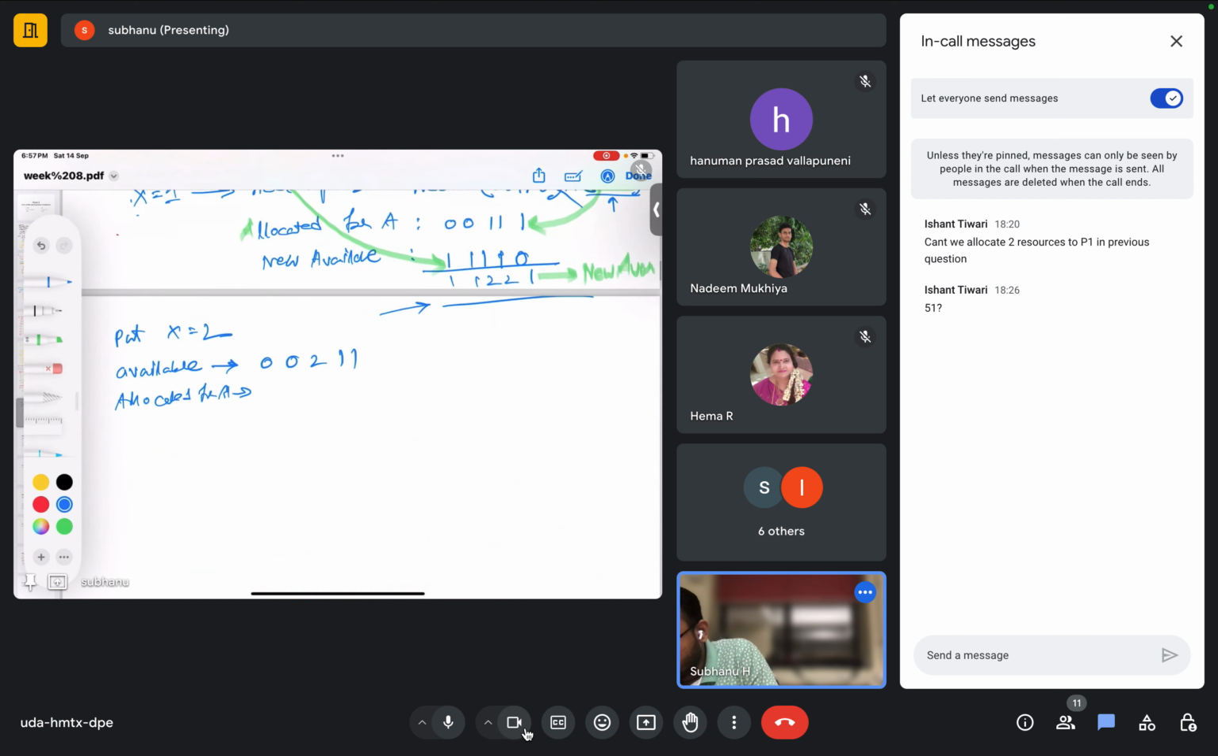Banker's algorithm requires knowledge of the current resource allocation of the process. This is the correct answer, because you have seen from here, you need the current allocation. You need the resource of the current allocation.